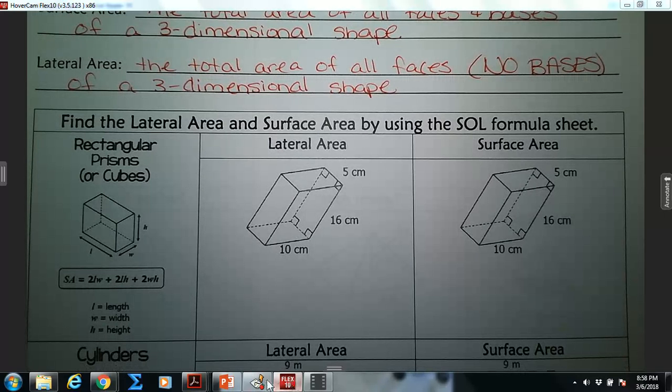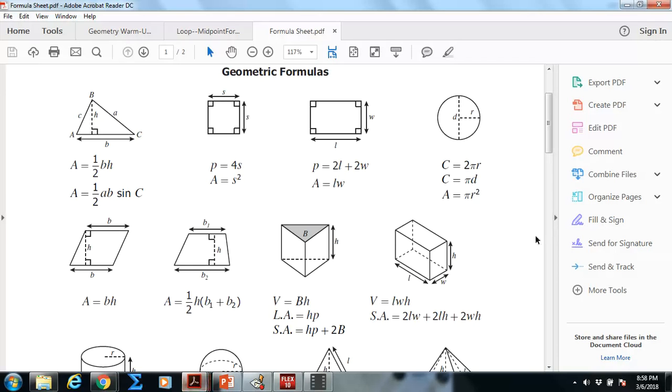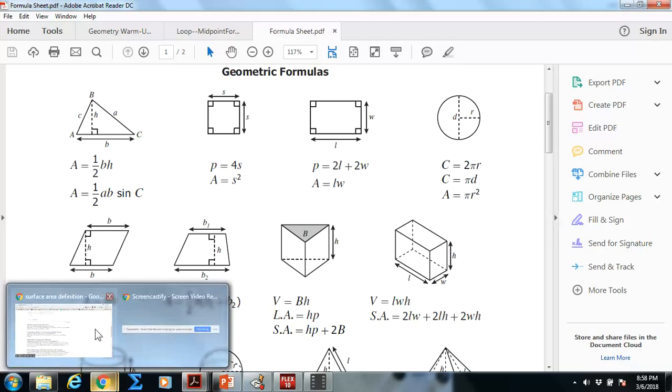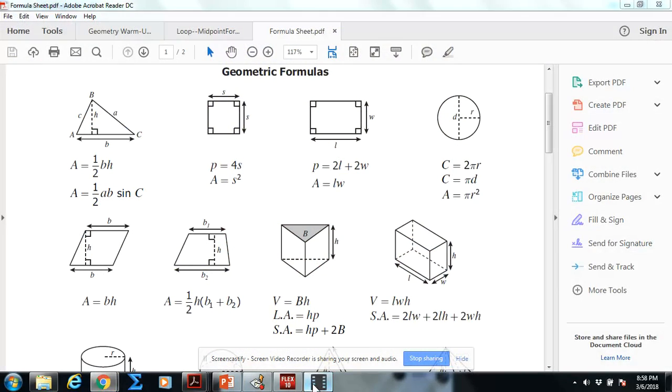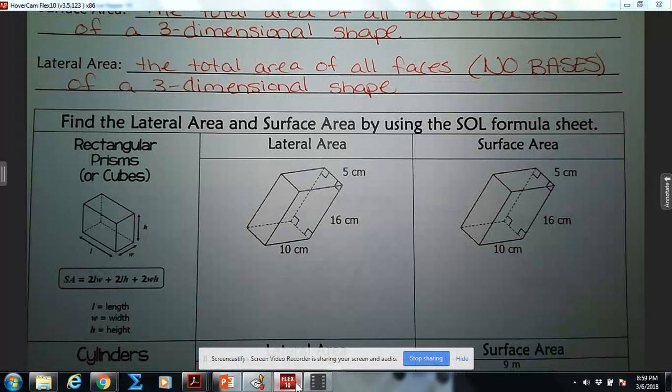All right, so here on the formula sheet, the rectangular prism is on the second row all the way over to the right. Okay, so a prism is a three-dimensional figure with 2 bases. All right, so let's flip back over here. There it is. I'm looking at this rectangular prism, and check out the surface area formula. Surface area is 2LW plus 2LH plus 2HW, length, width, height.